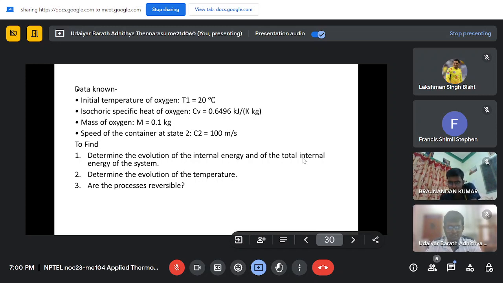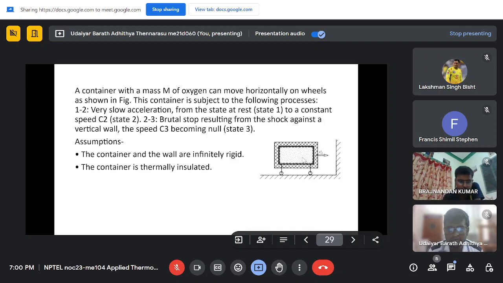We'll see how the solution goes. So I'll tell the process, how it's happening. The first process is a slow acceleration and it's reaching state C2, and there is an abrupt stop after that. Slow acceleration means you are assuming it to be a reversible process. It's going through multiple equilibrium points.